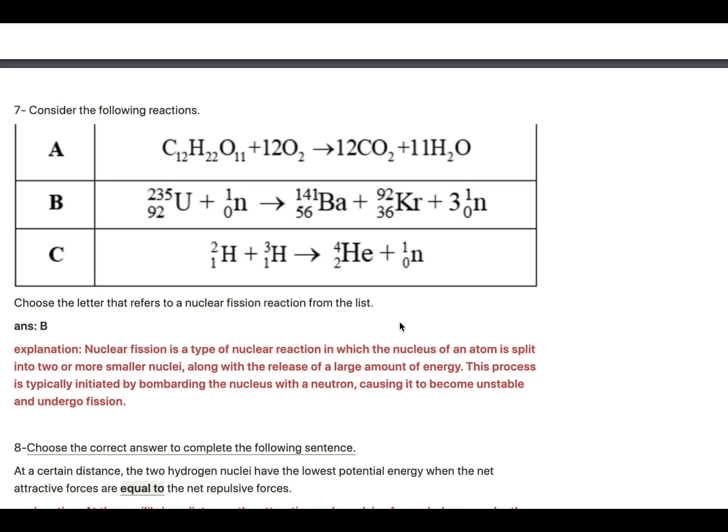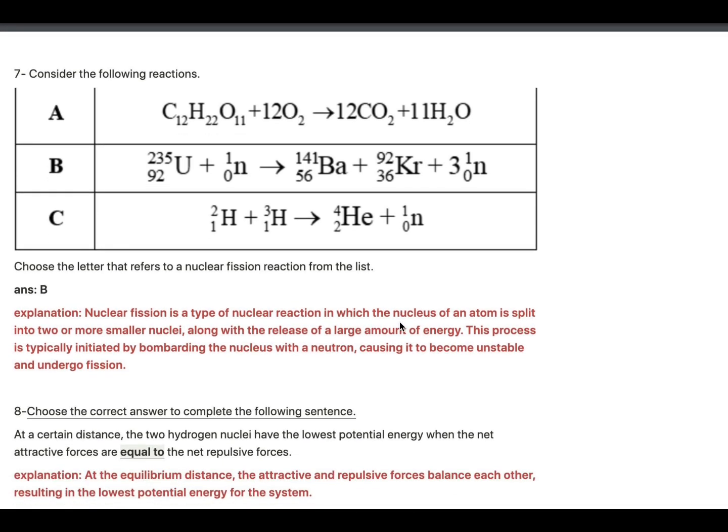Consider the following reactions. Choose a letter that refers to a nuclear fission. So nuclear fission is a split of the nucleus in the atom into two smaller nuclei. So from 1 to 2, it splits from 1 to 2. B is the only one that has one nucleus of an element. Neutrons don't count because they're not actually an element, but see uranium, barium, and chromium. It's chromium, right? It splits into 2. So from 1 to 2.